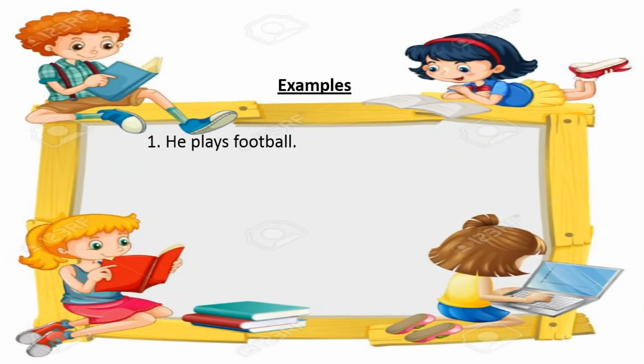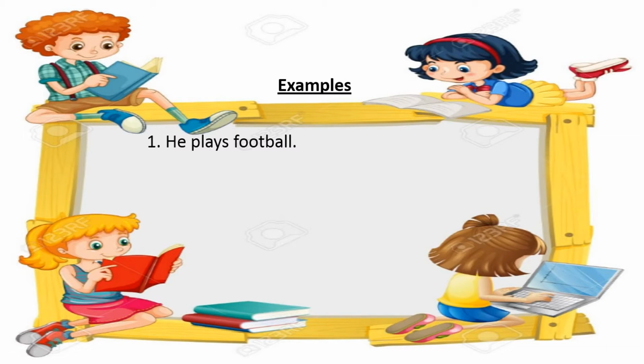Example: he plays football. From this very structure, we know you have to use don't or doesn't. Why? Because this sentence is affirmative. In an affirmative sentence, you have to use the negative interrogative. That is why we have to use don't or doesn't.